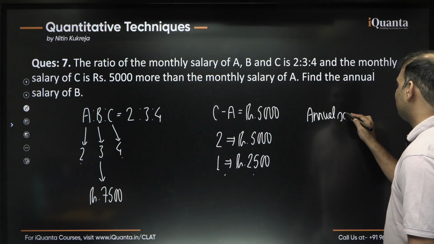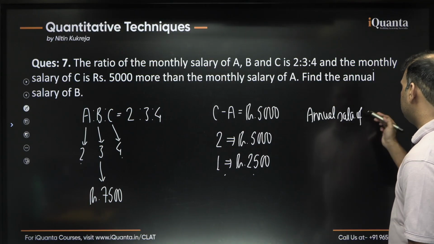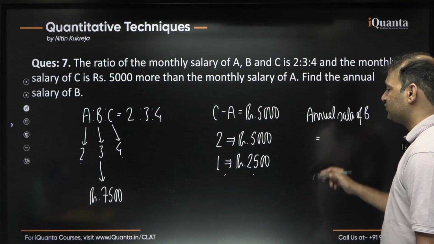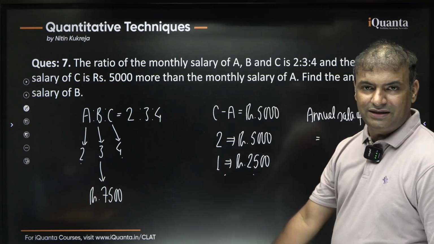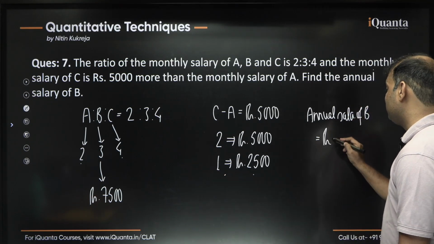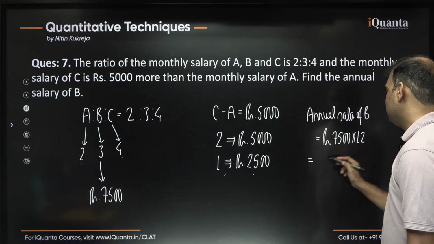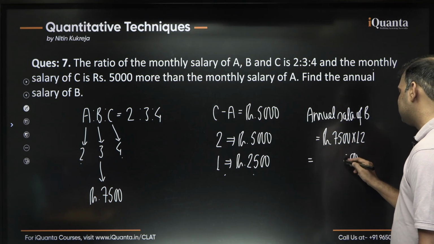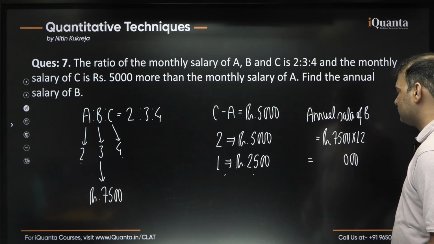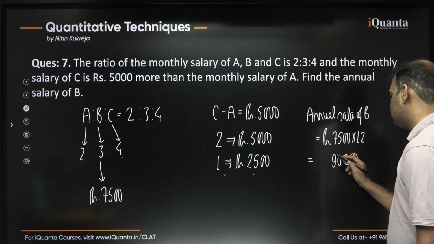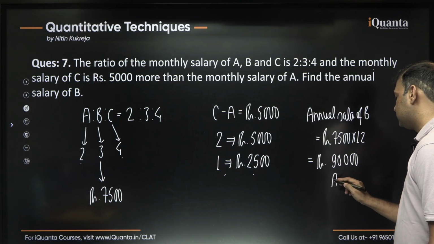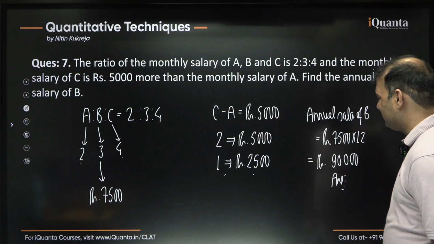So annual salary of B is what, guys? In a year, obviously we have 12 months, right? So we'll be multiplying 12 to the monthly salary. Monthly salary is 7,500, and we'll multiply this by 12. How much should it be? 12 times 0 is 0, 12 times 5 is 60, carry 6, 12 times 7 is 84, and 6 is 90. That has to be 90,000. So we can say yes, the annual salary of B is 90,000.